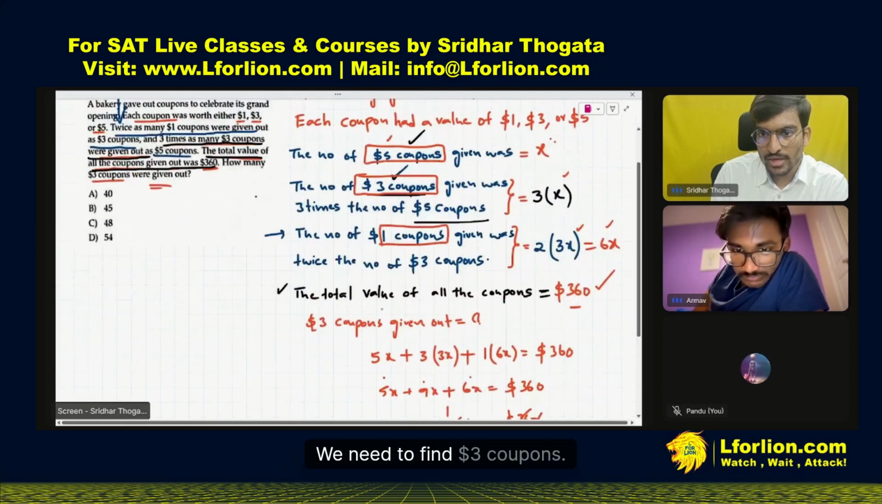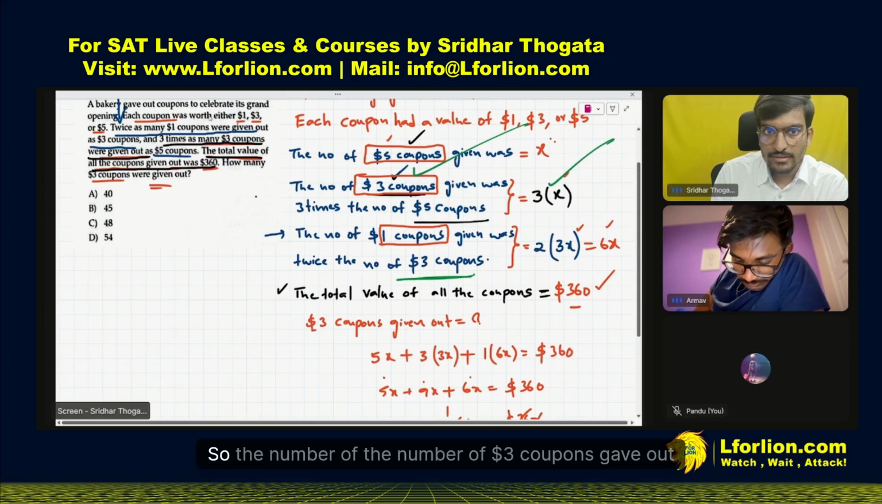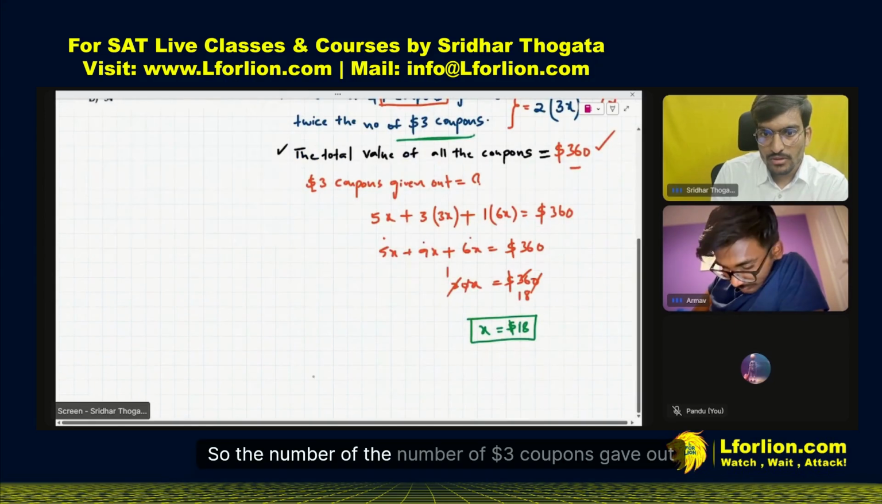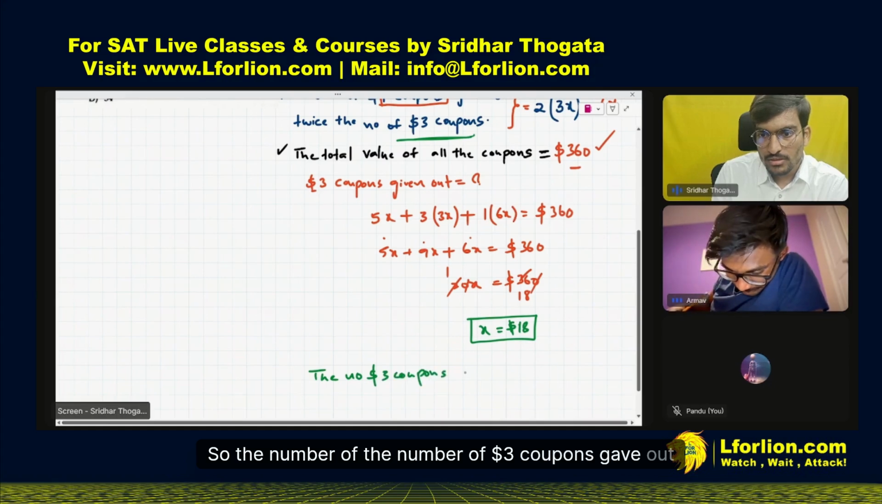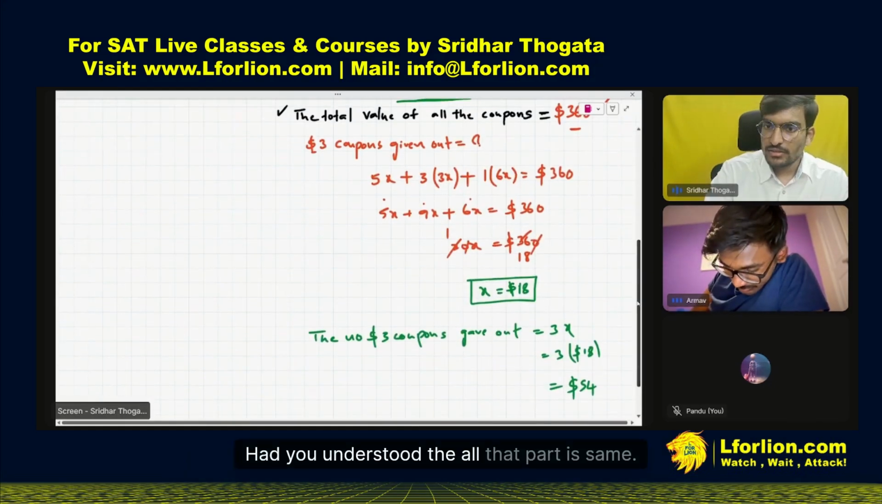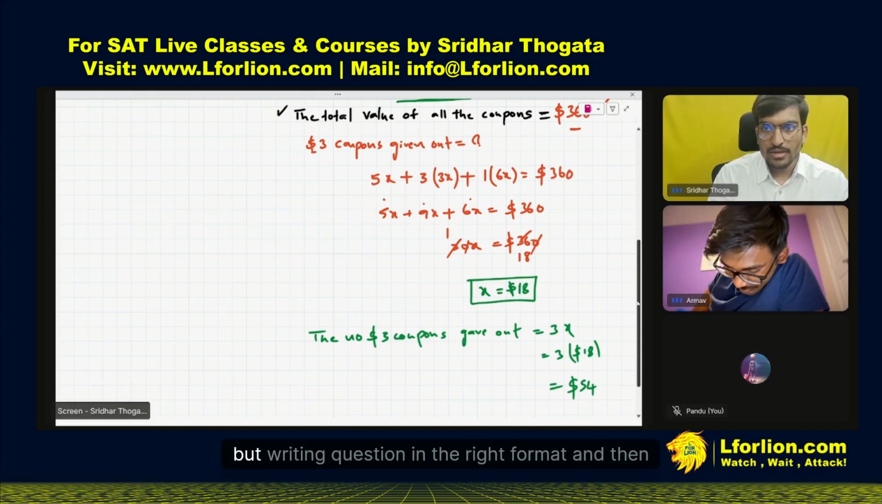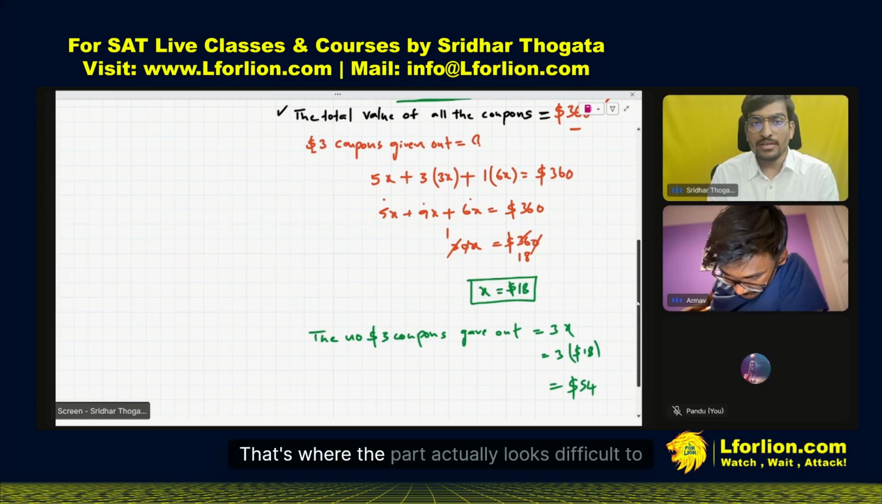We need not find the x value. We need to find $3 coupons. What is $3 coupons? 3x. So the number of $3 coupons given out is $54. Have you understood? All that part is the same. The equation solving is simple, but writing the question in the right format and then solving it, that's the part that actually looks difficult.